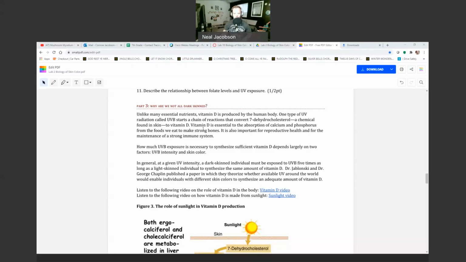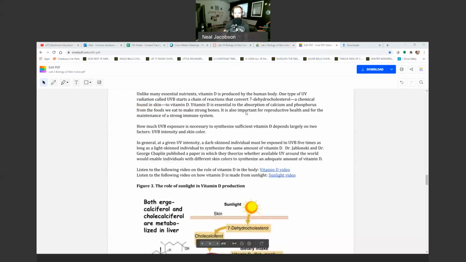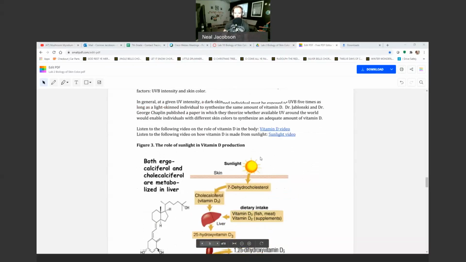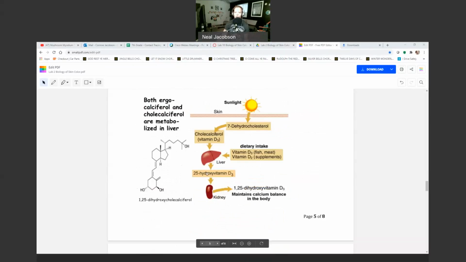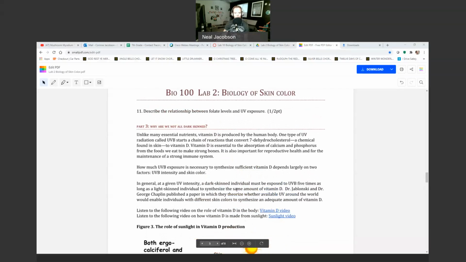Okay, so that's one of the reasons that vitamin D is essential to the human body. There are a lot of reactions that happen. UV light is going to strike this 7-dehydrocholesterol molecule, which turns into vitamin D3. The liver processes it, turns it into 25-hydroxy vitamin D3. And then in the kidneys, it gets converted again by another series of enzymatic reactions to become 1,25-dihydroxy vitamin D, which is the actual thing that maintains calcium balance and all the other good stuff that vitamin D does.